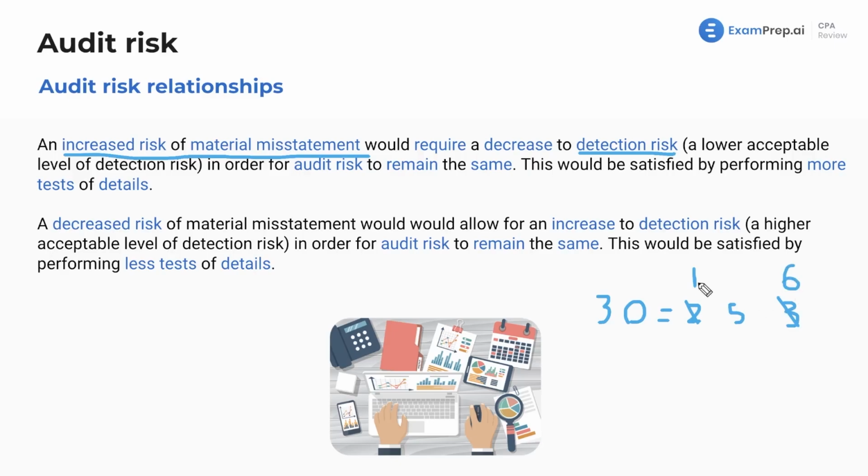We say 1 times 5 is 5. 5 times 6 is 30. And we're okay. Now, what does this mean? This means that we have a higher detection risk. We're going to perform less tests of details, less substantive testing, less work, less money. We perform less tests of details. Seeing how that relationship works there, understanding this will help you with so many multiple choice questions.